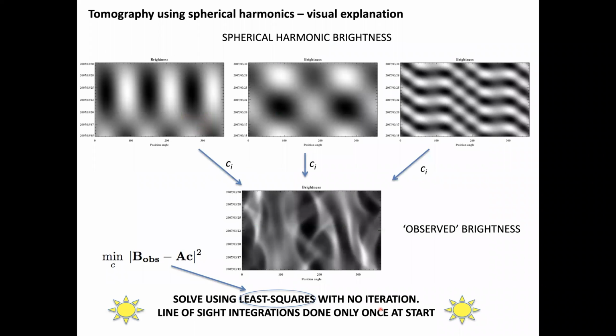And then from all these brightness distributions based on spherical harmonics, we can combine them with different coefficients to create a brightness distribution. So the tomography problem becomes a least squares problem without iteration, and the line of sight integrations only need to be done once at the start. So it's a very efficient approach.